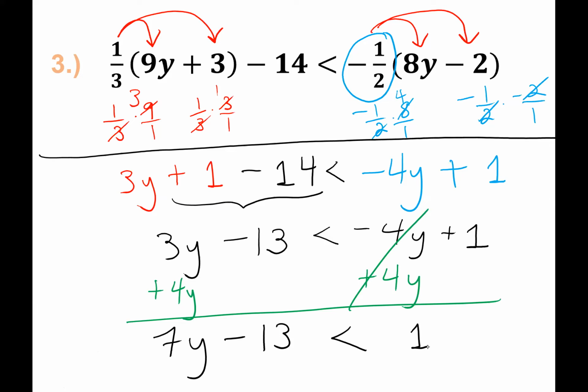Okay, I'm going to move on to the next slide, except I don't have another slide. Okay, I'll just move to a blank white space to keep going. So here's where we are, and we'll pick right up in just a second. 7y minus 13 is less than 1. The next thing we'll be doing is adding 13 to both sides.